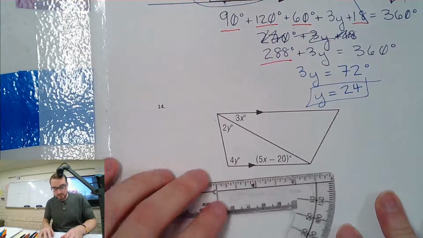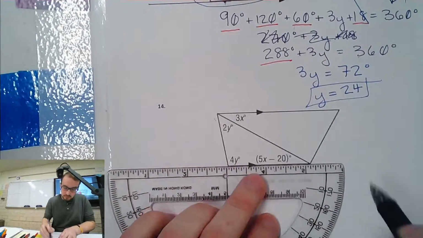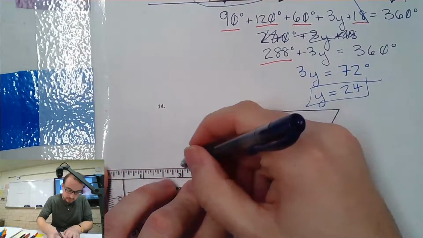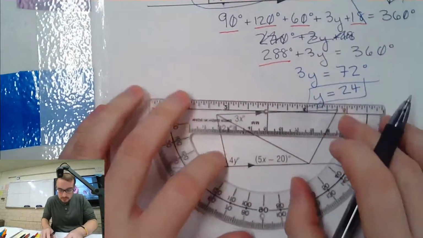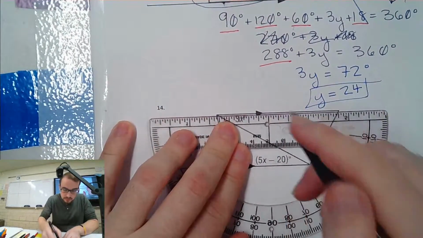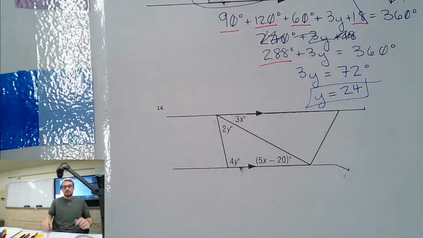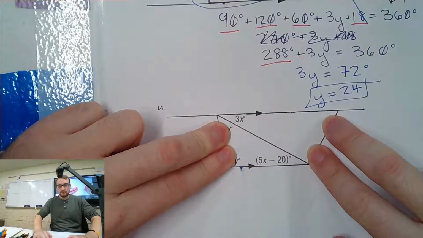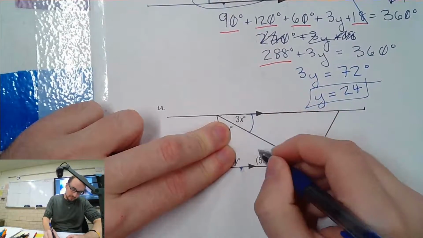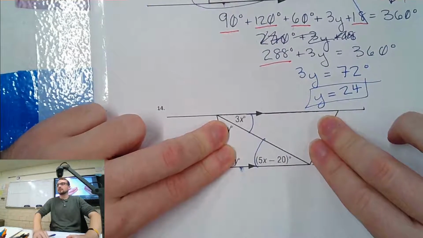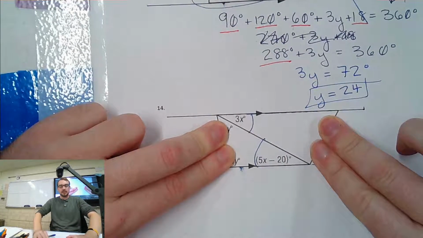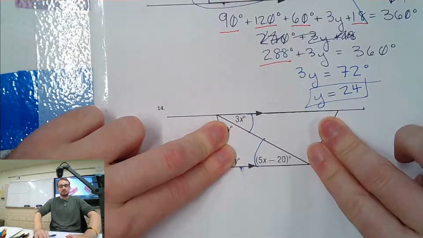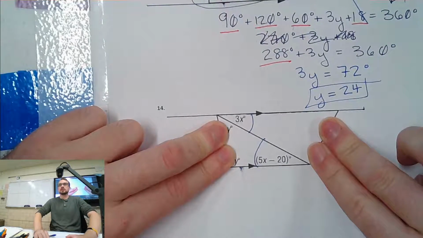So here's what I'm going to do. Extend these out. Make them nice and long. Cool. We've got too much going on here. Ignore these. Aren't these two angles going to be the same? Alternate interior, right? Crisscross applesauce. Do you see it? Does everybody see why those are going to be congruent?